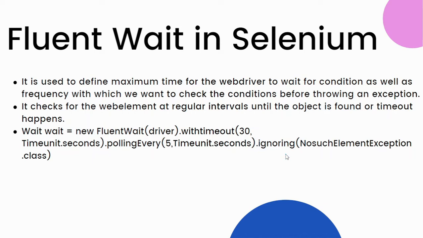If it is able to find the web element, it will go on, and if it is not able to find it, it will wait for another 5 seconds, and again check for that condition. And if it is not able to find the condition, then we can ignore the exception in the fluent wait using this ignoring NoSuchElementException.class. So we can define the exception which we want to ignore here. So this is the format for writing the fluent wait in Selenium.